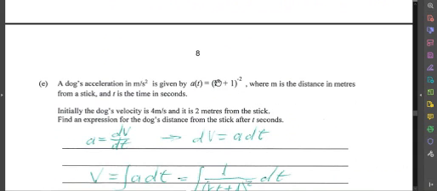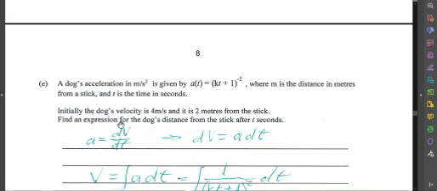A dog's acceleration in meters is given by an expression where m is the distance in meters from a stick, and t is the time in seconds. Initially, the dog's velocity is 4 meters per second. When you hear initially, that means what? At t equals 0, yeah? Initially, the dog's velocity is this, and it is 2 meters from the stick. So s0, displacement at 0, is 2 meters when t equals 0.